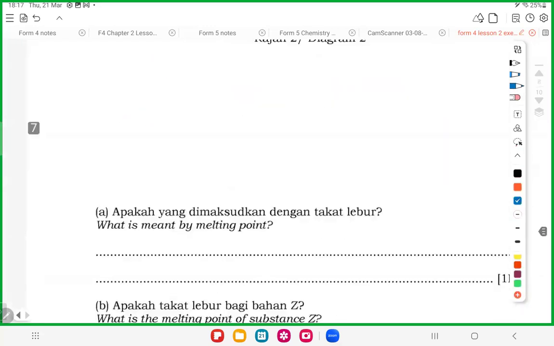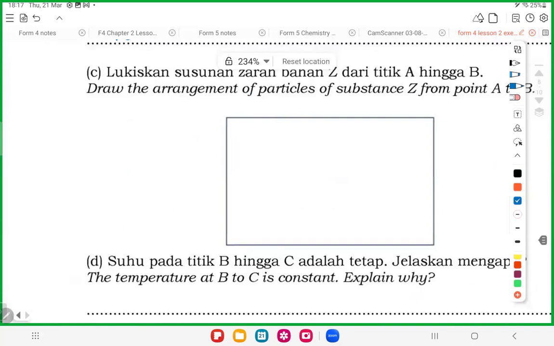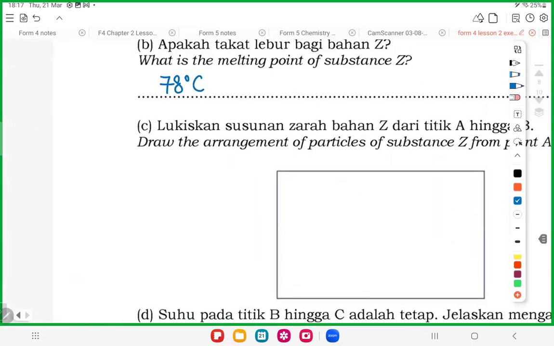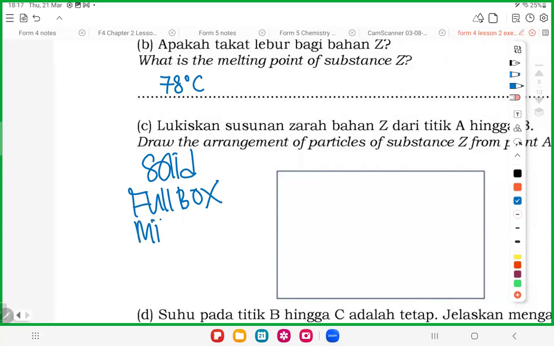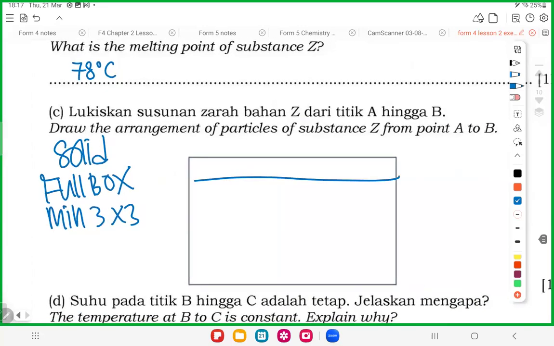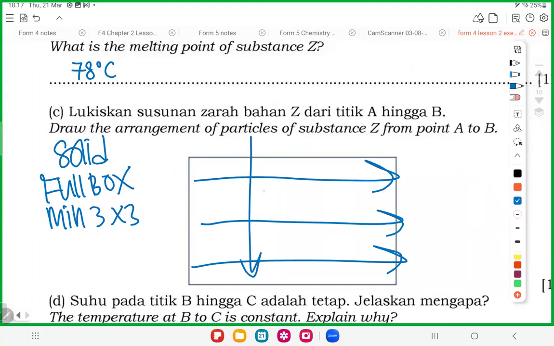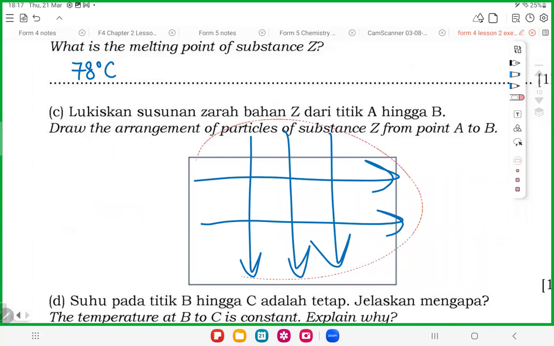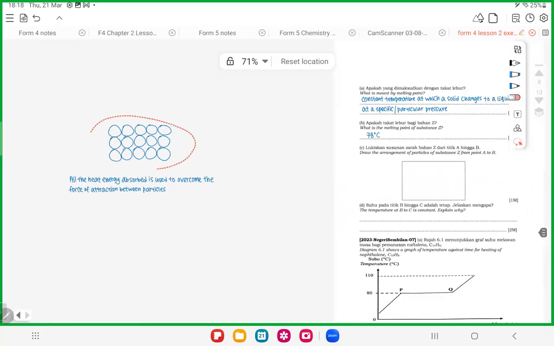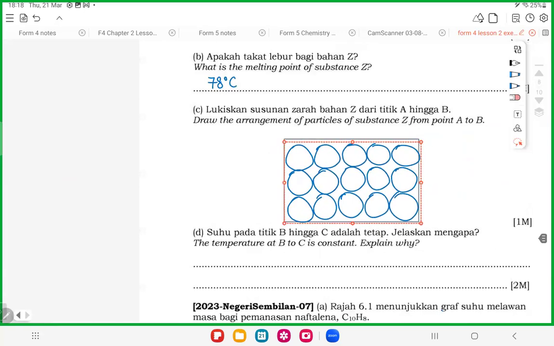Remember I told you all, we are more strict in SPM on how to draw your solid, how to draw your liquid, how to draw your gas. When you want to draw your solid, you must make sure that the box is full. I don't want to see empty spaces in the box. Number 2, you must draw minimum 3 times 3. So minimum 3 rows, minimum 3 columns. I say minimum. So if you want to draw more than 3 times 3, it's perfectly fine. But don't go lesser. Minimum 3 times 3. So your answer might look like this. This is how it looks. All right.